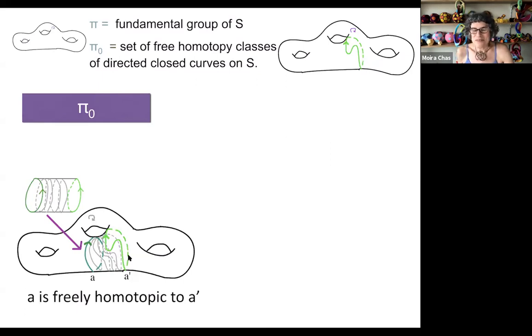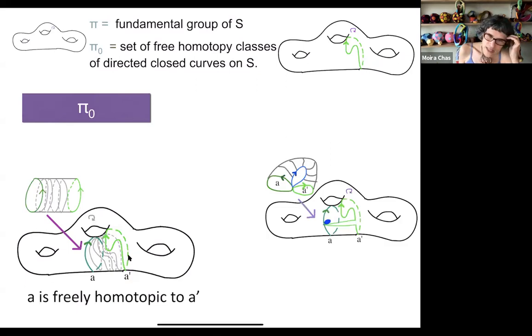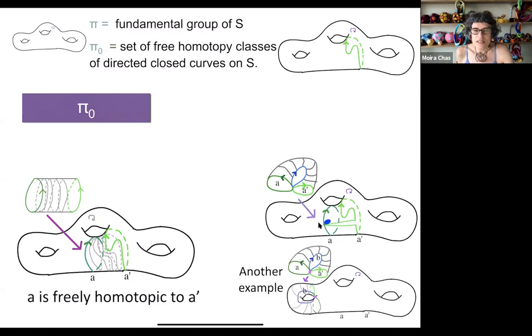This is one of the protagonists of this talk. And in another example, I pinch this cylinder here. I join this point with this point, and I can still factor the map through that. So if I map these curves, we can see these two are freely homotopic. This curve that I mark here that goes along the cylinder, I squash it here to a point. And here is another example, a little less silly, of two curves that are freely homotopic.